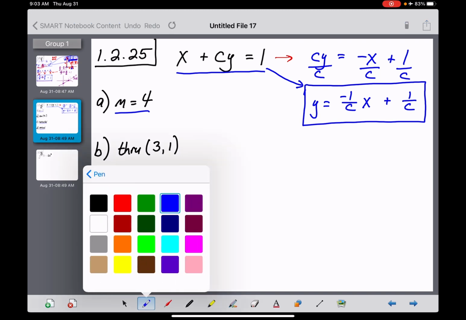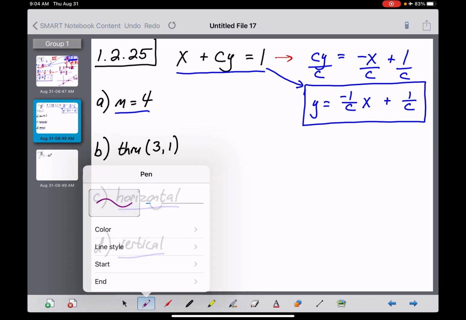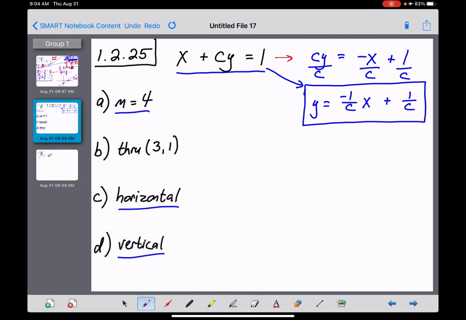So let's move on to part A here, guys. Is it possible to find a value of c, right? That's what we're trying to do here, that will make the slope of this line equal to 4? Well, again, the slope of this line in slope-intercept form here is negative 1 over c. So I just want to know, can I take negative 1 over c, set that equal to 4, and then find a value of c that will make this work?